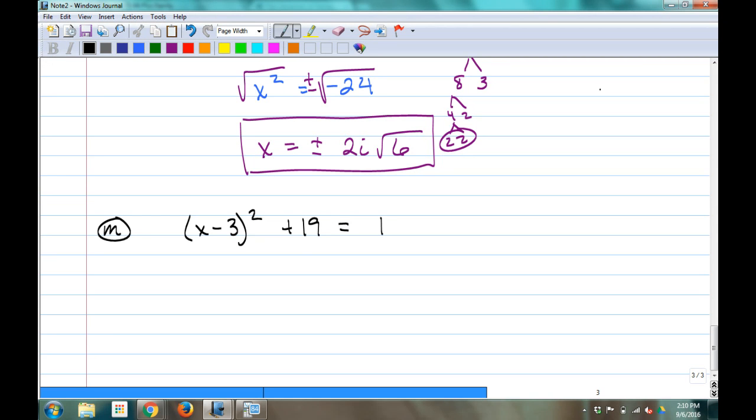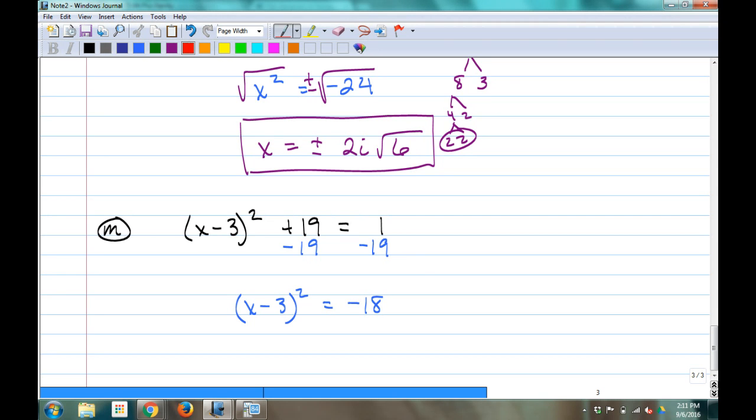What do we do first? Subtract 19. Gives us negative 18. Is the squared part by itself? Is it not? Yeah, this part, this whole stuff, this is the squared part. So we want it by itself, and it is.